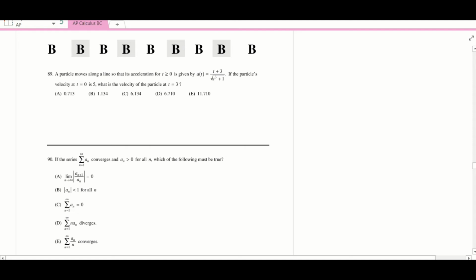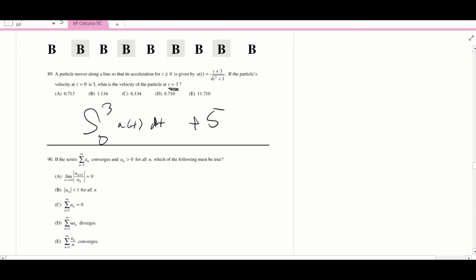We just want, okay, so the particle's velocity at t equals 0 is 5. So that doesn't matter now. We just want the change in the velocity between 0 and 3, and then we can add 5 to that. So what's the net change in the velocity between 0 and 3? Well, that's just the integral from 0 to 3 of a of t dt, right? And then we just add 5 to the end to get the velocity at t equals 3.